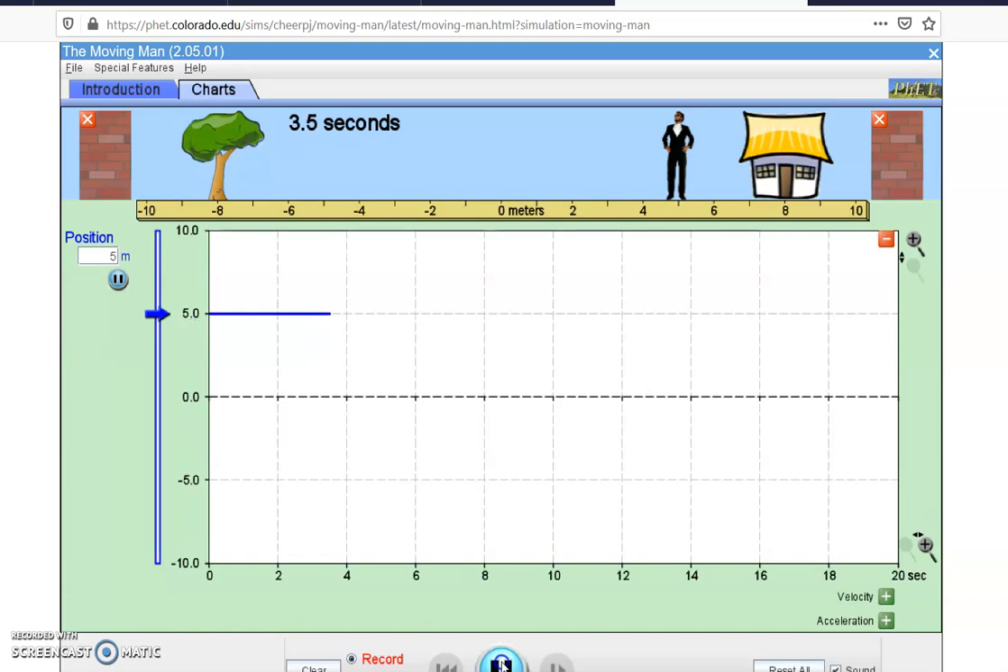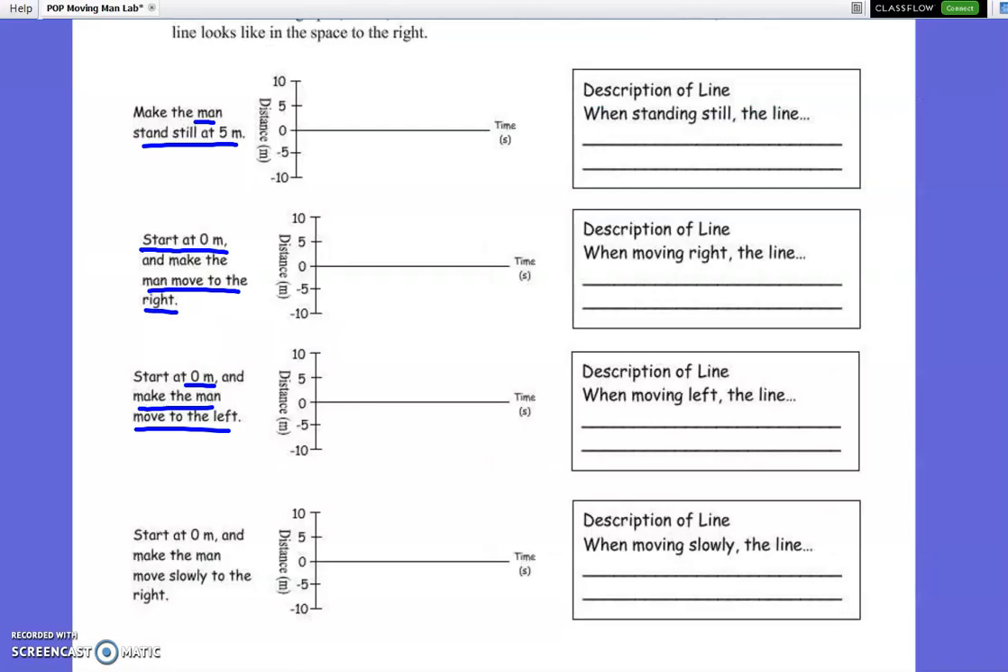So I'm going to pause it at this point because we can see what the graph is going to look like the entire way. Now if I go to my graph here, again with a red colored pencil, you're going to draw that line. Stays at the 5 horizontal line. So when standing still, the line is flat. So on that line there, you write the line is flat.